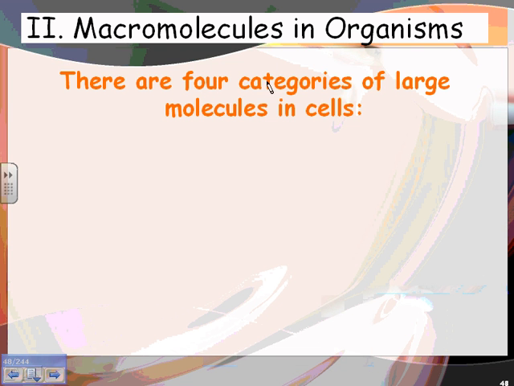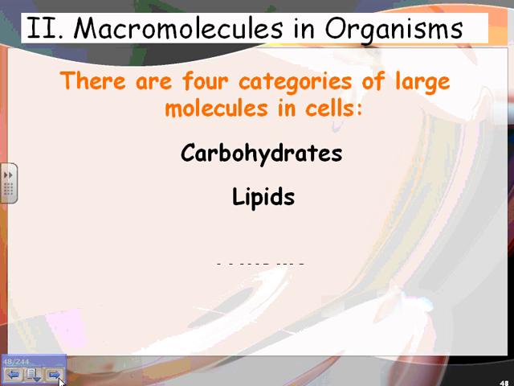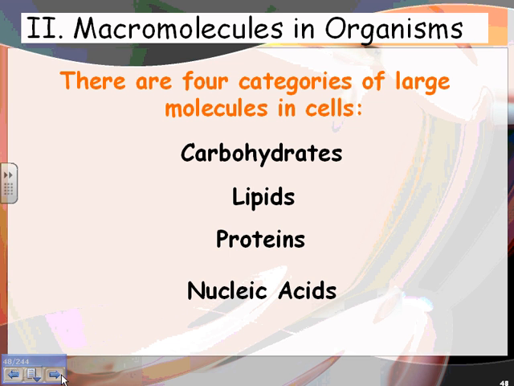Macromolecules in organisms. There are four major categories of large molecules in cells. We can also call these organic molecules because they have 2 carbons or more. There are carbohydrates, lipids, proteins, and nucleic acids. We're going to look at each of these, and we're going to start with carbohydrates.